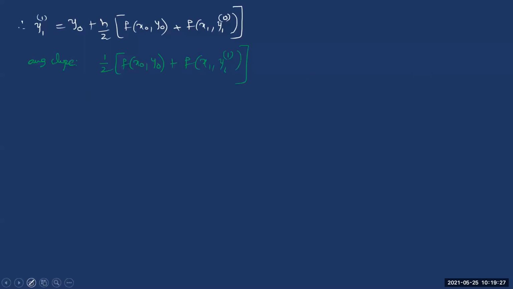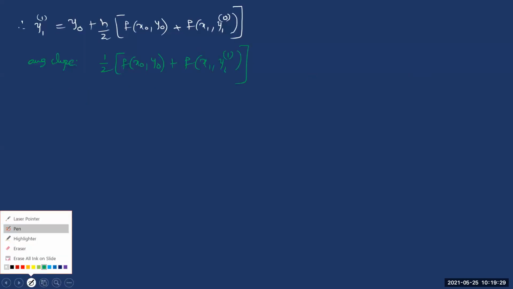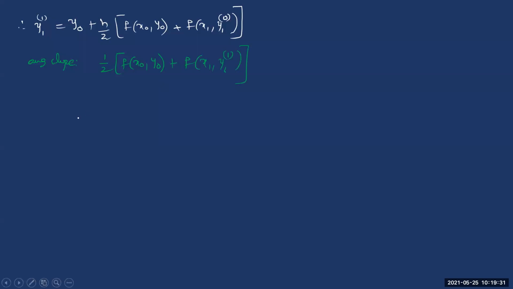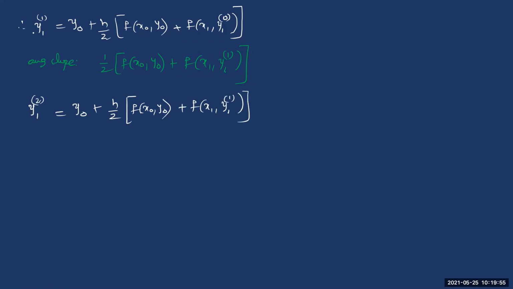Then you see, if you draw a tangent with this slope, and if you take that intersection, if you substitute x equals x1, you will get the second approximation to y1 like this. y1 second approximation is y0 plus h by 2 times f of x0, y0 plus f of x1 comma y1 first approximation this time. Right? You can compare these two. You see y1 first approximation and y1 second approximation. The only difference, you will get it in the last point.